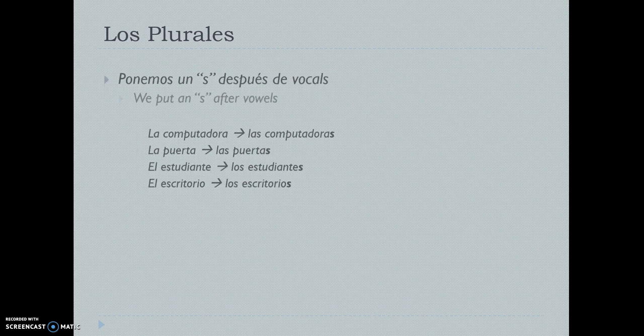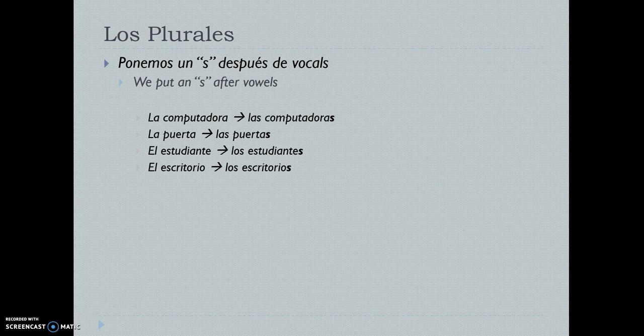Los plurales. Para formar los plurales, ponemos una S después de vocales. So we put an S at the end of the word after a vowel. Por ejemplo, la computadora is singular, the computer. Las computadoras is plural, the computers. La puerta, las puertas. The door, the doors. El estudiante, los estudiantes. El escritorio, los escritorios.